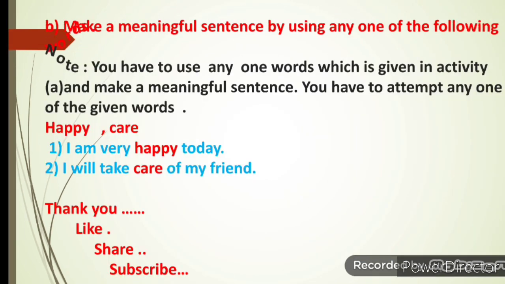B. Make a meaningful sentence by using any one of the following words. You have to use any one of the words given in activity A and make a meaningful sentence. You have to attempt any one of the given words. Happy. Answer: I am very happy today. Second, care. Answer: I will take care of my friend.